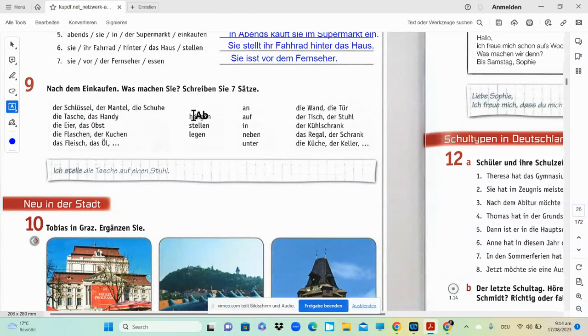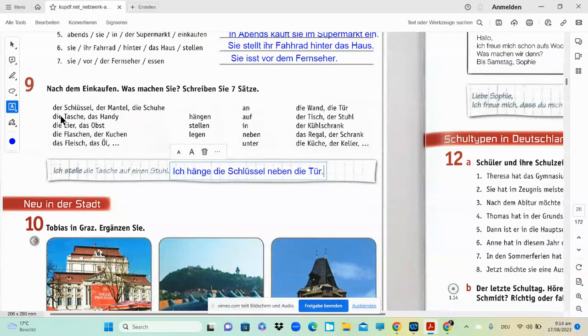So maybe I can say stell... Let's try saying the sentence. Ich hänge die Schlüssel neben die Tür. Okay, so let's try writing this. Ich hänge die Schlüssel neben die Tür. Okay, so I just hang the keys next to the door.